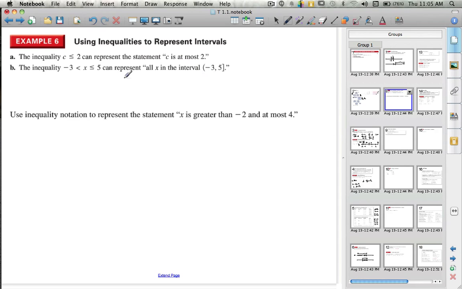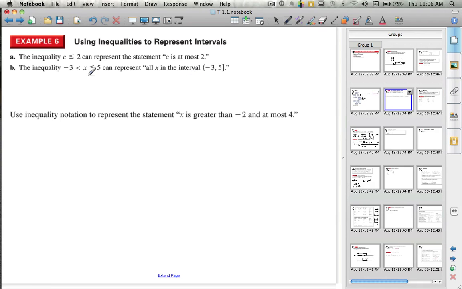Okay, using inequalities, which we were already doing. If I wanted to go ahead and go through this, use the inequality notation. If we look at this, in the inequality, c is less than or equal to 2 can represent the statement, c is at most 2. And part of what we're trying to do here is develop the language that is used. At most is used in relation to less than or equal to. So at most, the most it can be is 2, but it could be anything less than that. The specific language we use to do this is part of mathematics literacy.